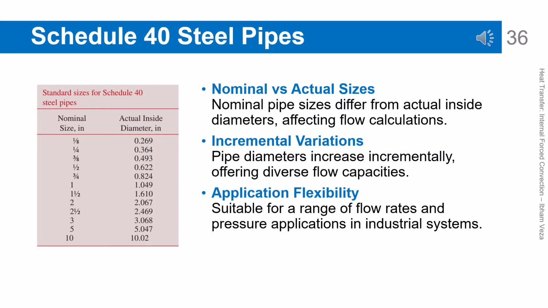Schedule 40 steel pipes. The nominal size of steel pipes is not the same as the actual inner diameter. This difference must be considered in calculating flow velocity and pressure losses. The Schedule 40 standard provides various diameter options with specific wall thicknesses. Each size has different flow capacity and hydraulic characteristics. This data is very important in industrial piping system design.